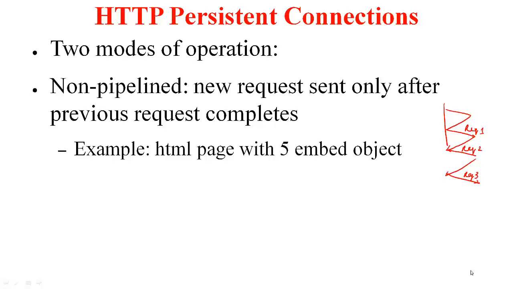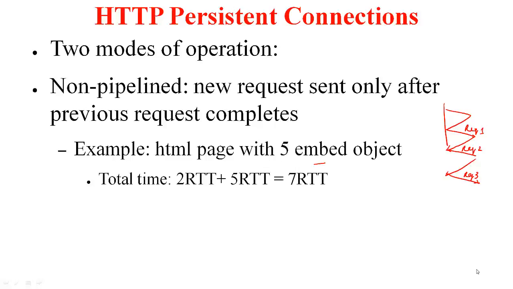Now, if you are using HTTP persistent connections and you want to download this HTML page which has 5 embedded objects, how many round trip times will it take? Assume the same assumptions as before. Basically, the base HTML page is going to take 2 round trip times, and each of these 5 embedded objects is going to take 1 round trip time. So this will lead to 7 round trip times. So this is 7 RTT compared to the 12 RTT from before because we have eliminated one round trip time resulting from each TCP connection.